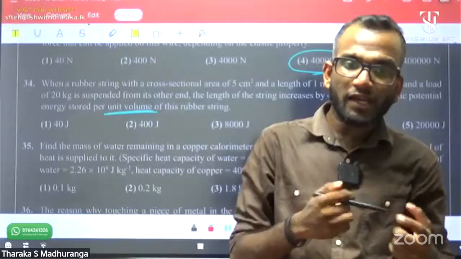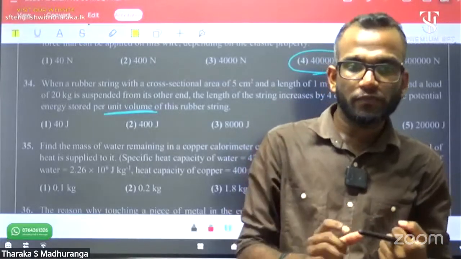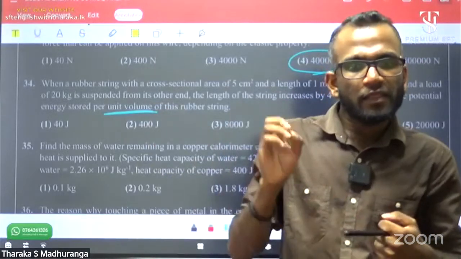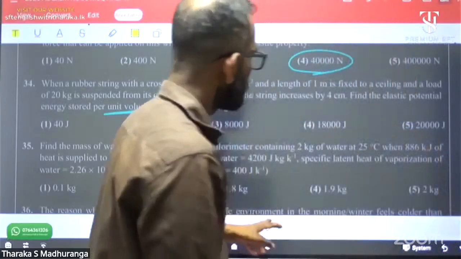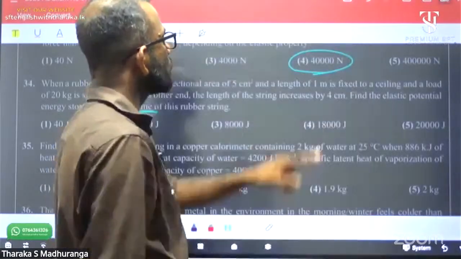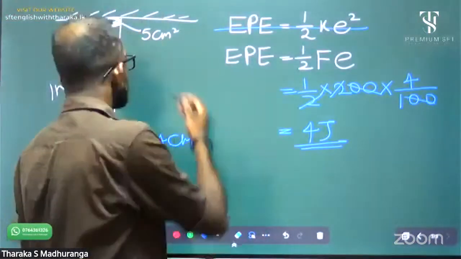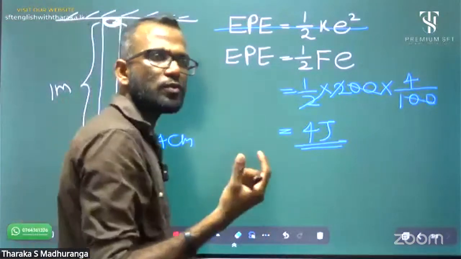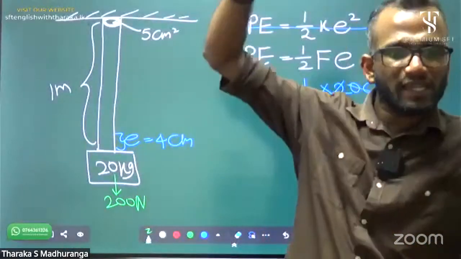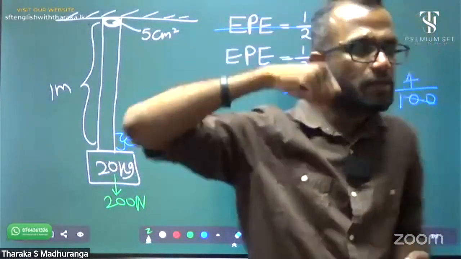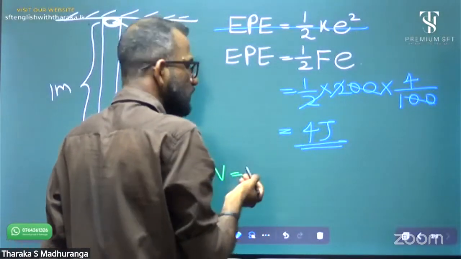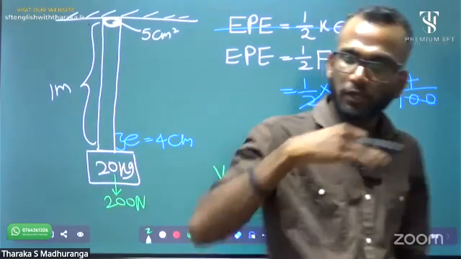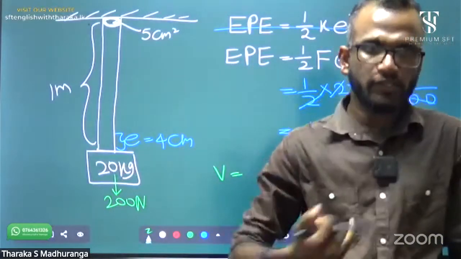But this question is asking per unit volume. Okay, how to get the unit volume? You can get the volume of this string. It's just like a small cylinder, right? Volume equals cylinder, pi r squared h. Pi r squared means cross section area into height.